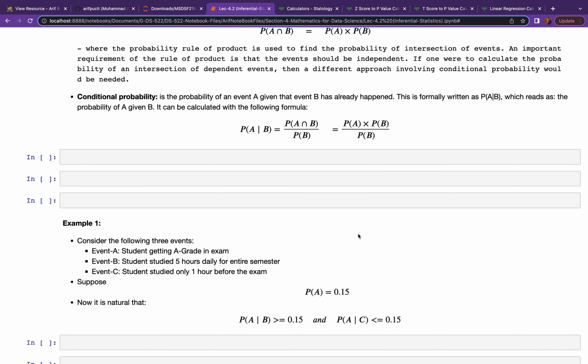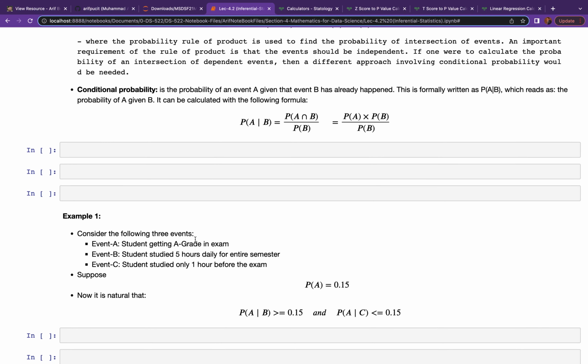Let's see this example. Suppose the probability of a student getting an A grade in exams is 0.15. My dear students, if I ask you that a student has studied for 5 hours daily in the entire semester, what will be his or her probability of getting an A grade? Naturally, you will say that the probability will increase in that case.